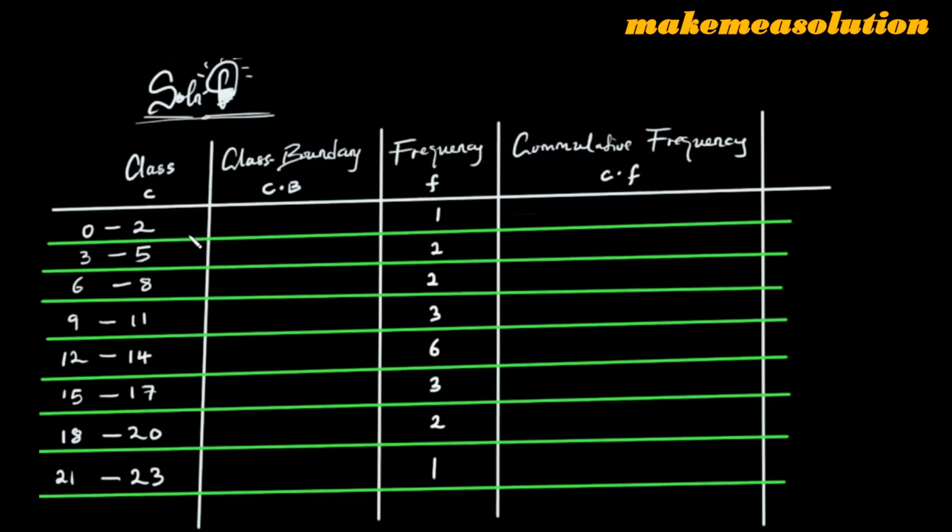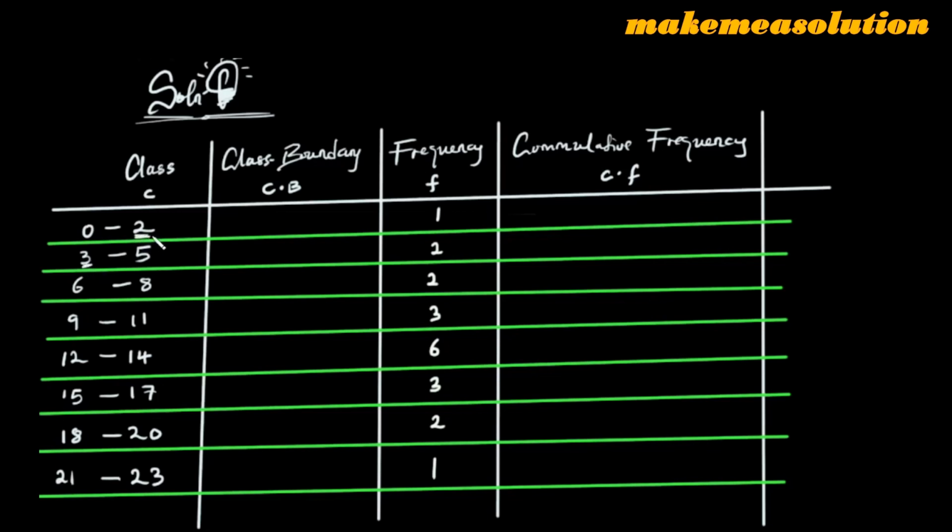Now, if you're dealing with grouped data, such as the one that has something like 0 to 2, 3 to 5, and so on and so forth, make sure you prepare a class boundary column. The class boundaries, remember, are gotten by subtracting and adding a particular value to the lower class limit and upper class limit. The value that you subtract and add can be gotten by taking the difference between the lower limit of one class and the upper limit of the class preceding it.